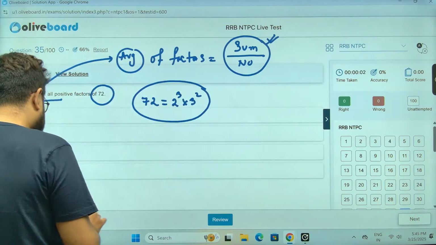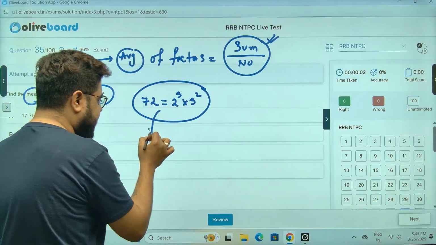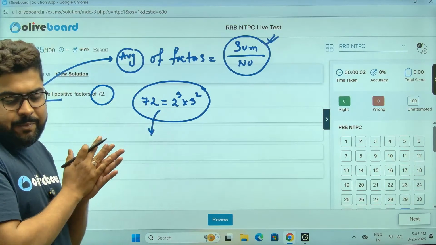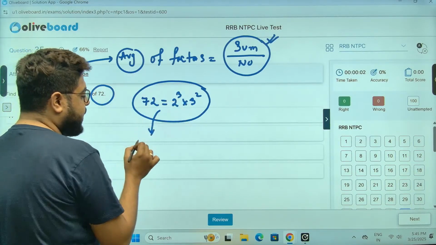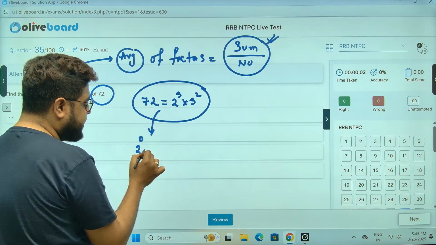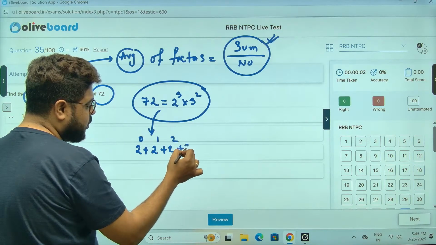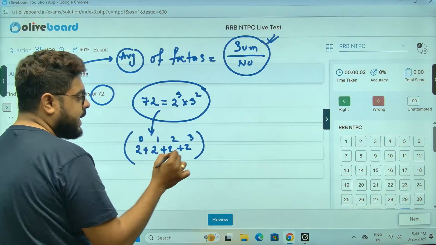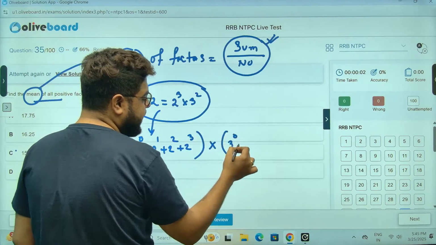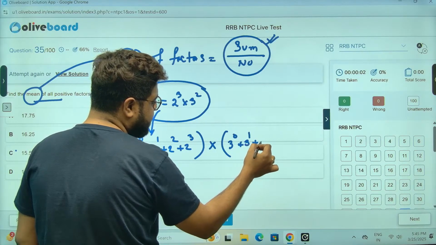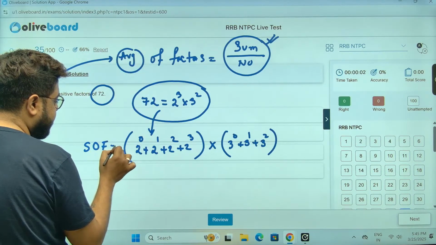Sir, sum of factors, how to figure it out? Very simply. If I'm not explaining, I generally show you each and everything, how the factors are actually made. So 2 cube means you will start from 2 to the power 0, plus 2 to the power 1 plus 2 square plus 2 cube, into, sir, 3 के लिए, sir, start from 3 to the power 0, go to the highest power. 3 to the power 1 plus 3 to the power 2. That is, sir, SOF, sum of factors.